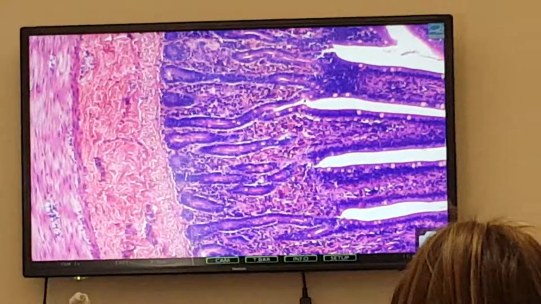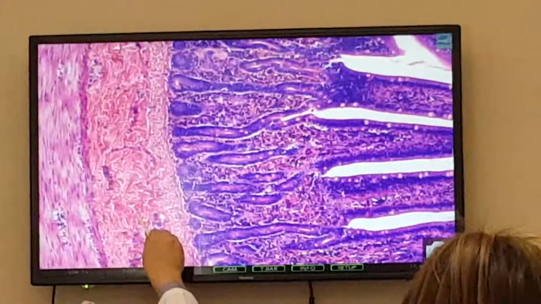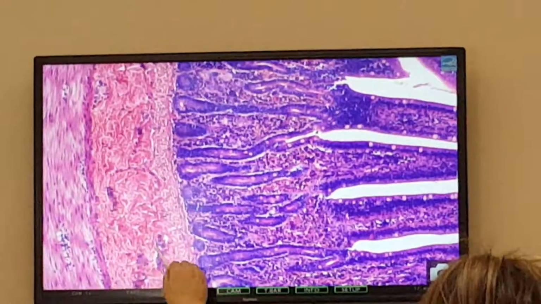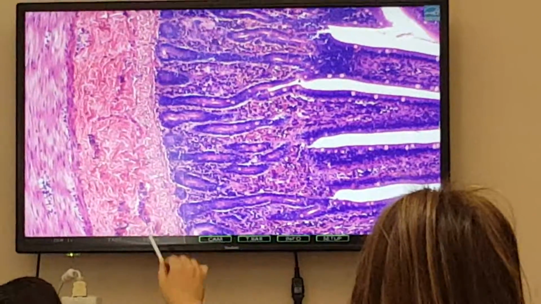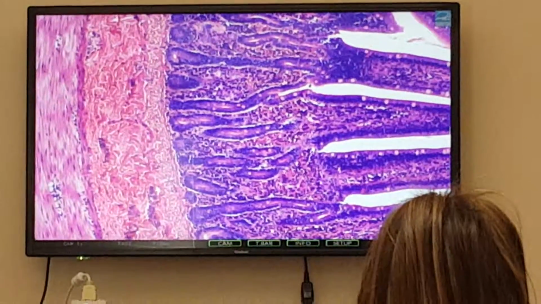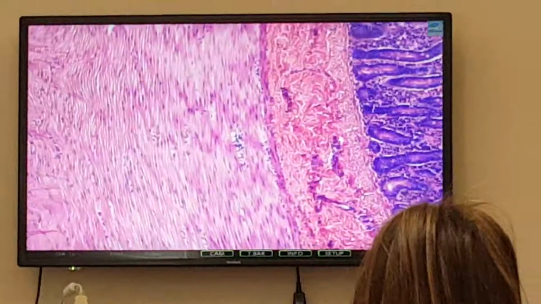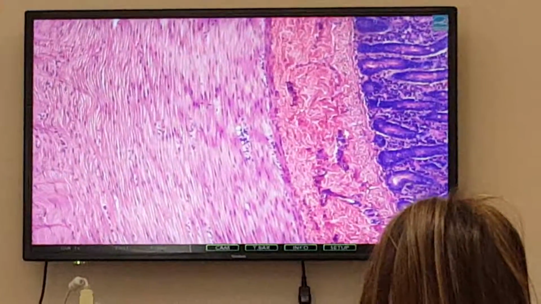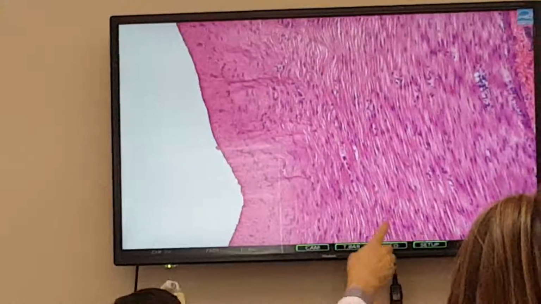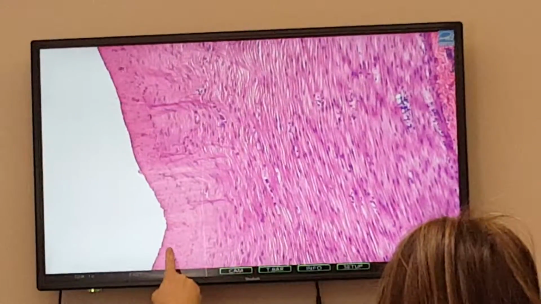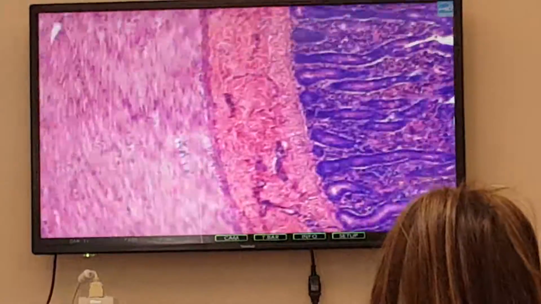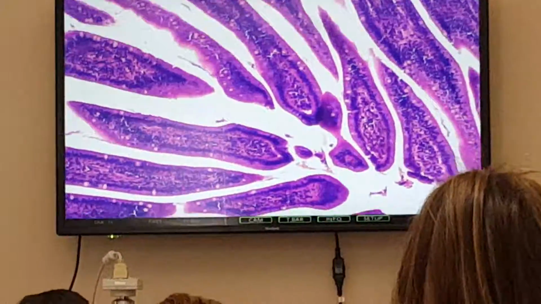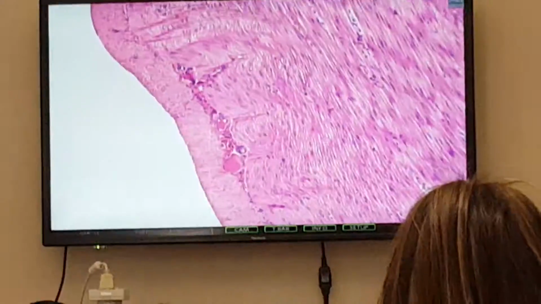Now, the submucosa has denser connective tissue here. This almost looks dense regular here. Okay? There's a thin layer of muscularis mucosa. This is all smooth muscle. Okay? This is inner circular all the way to here. This is going to be outer longitudinal. Now, this is the jejunum, by the way.